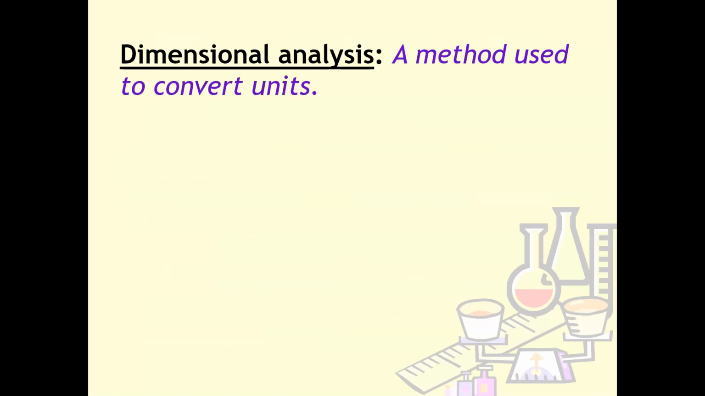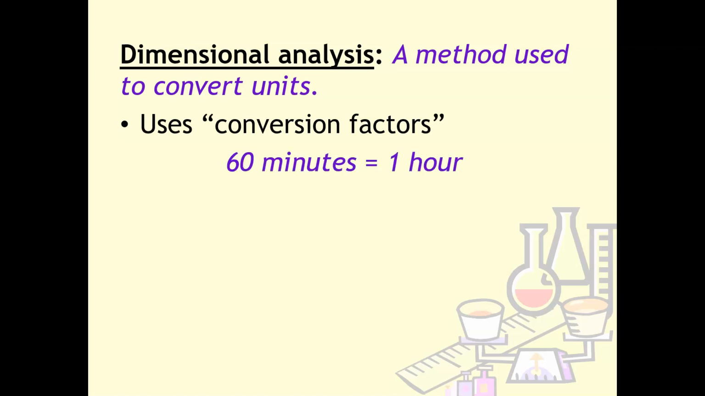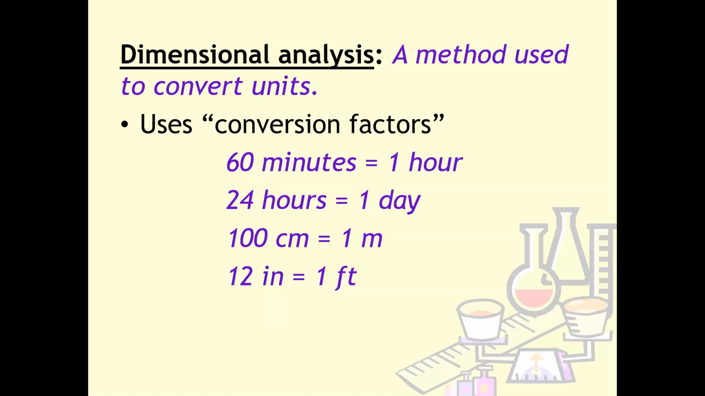So dimensional analysis is a method used to convert units. It uses something called conversion factors. Conversion factors look something like this, where you've got 60 minutes equal an hour, 24 hours equal a day, 100 centimeters equals a meter, 12 inches equal a foot, or 16 ounces equal a pound. These are all examples of equalities. These are two things that are set equal to each other. They equal each other.